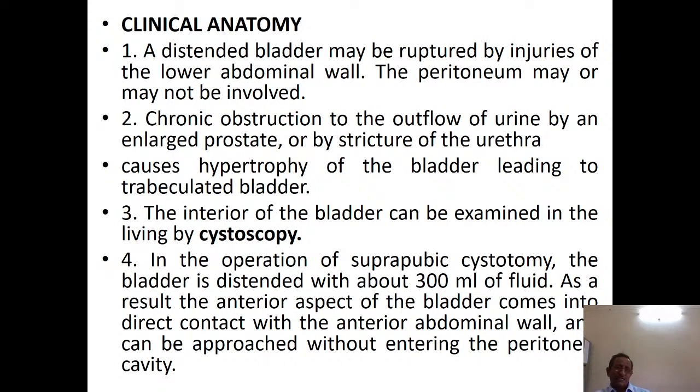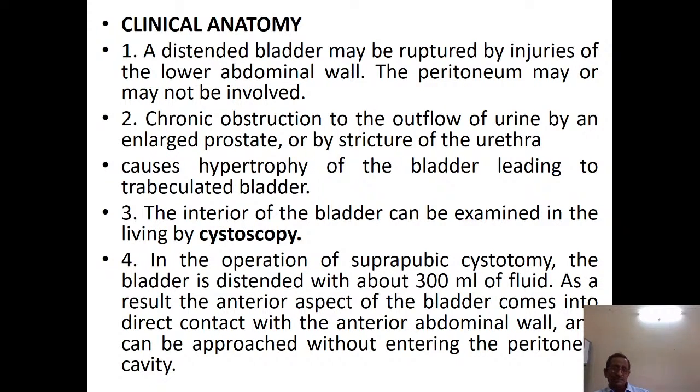Clinical anatomy. A distended bladder may be ruptured by injuries of the lower abdominal wall. Peritoneum may or may not be involved. When the bladder is distended, it is pushing the peritoneum up. If the peritoneum is broken by the pressure of a blow, there is a chance that the urine may come into the peritoneal cavity also. Otherwise, it will be outside the peritoneal cavity only.